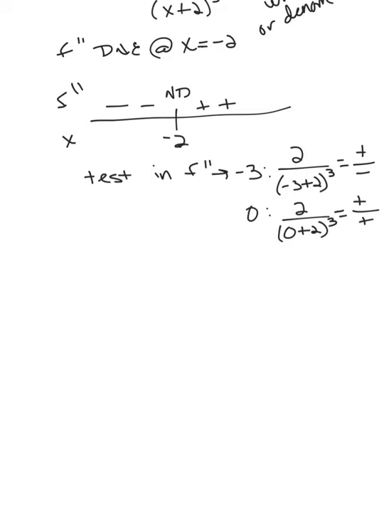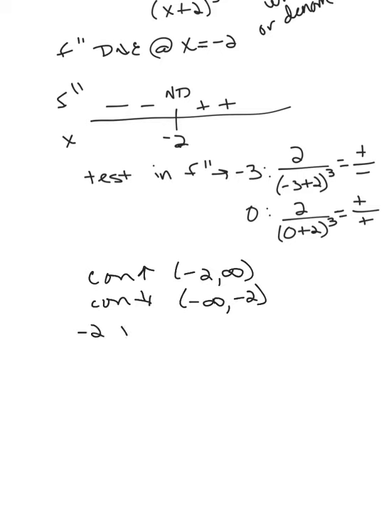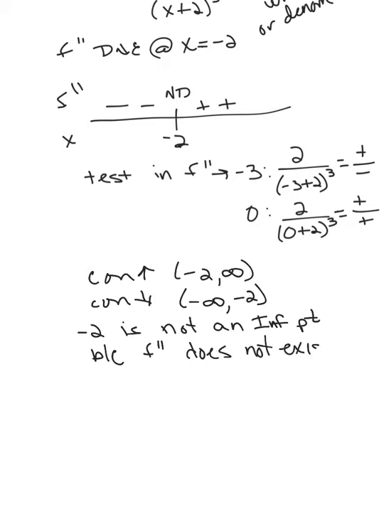What we know now is that we are concave up from negative 2 to infinity. We are concave down from negative infinity to negative 2. Negative 2 is not an inflection point because f double prime does not exist at negative 2.